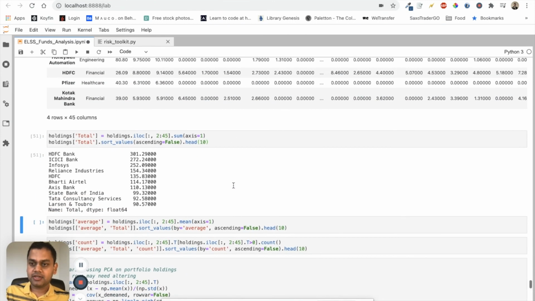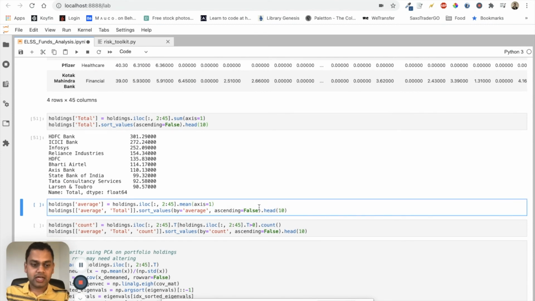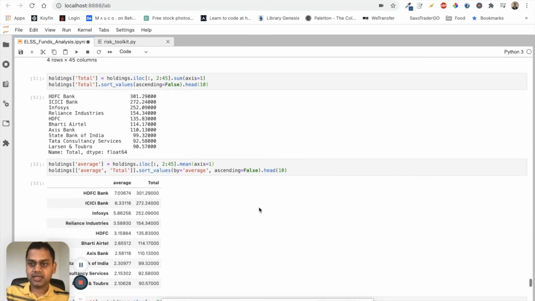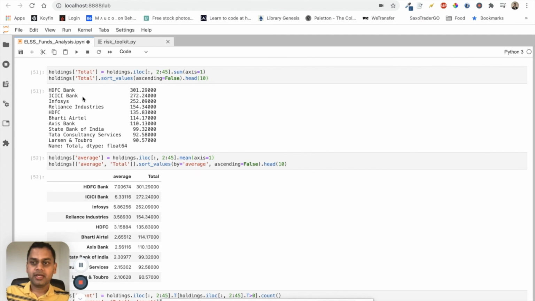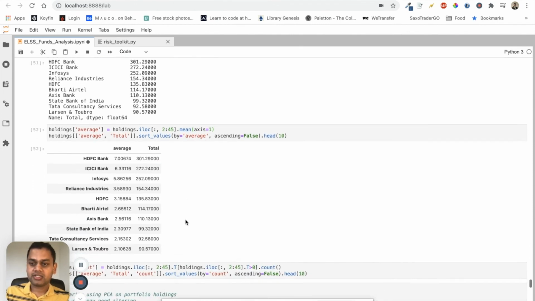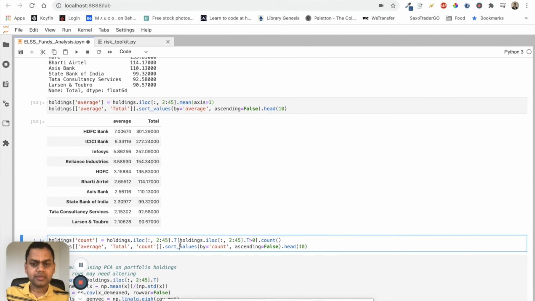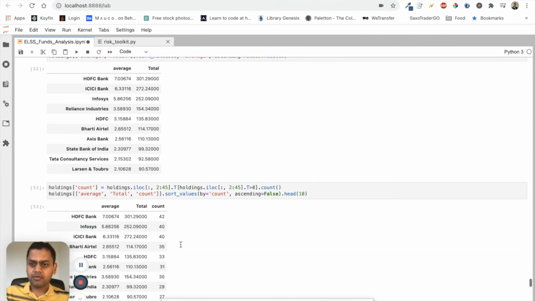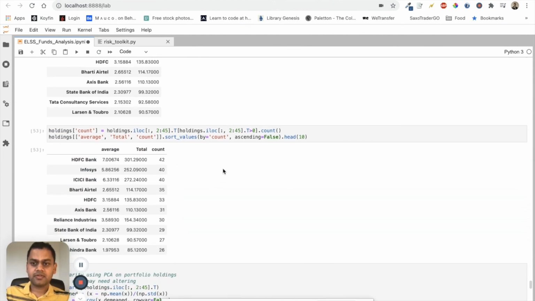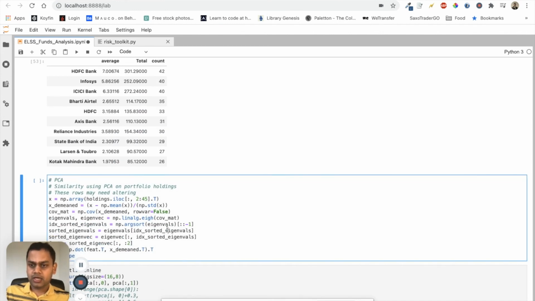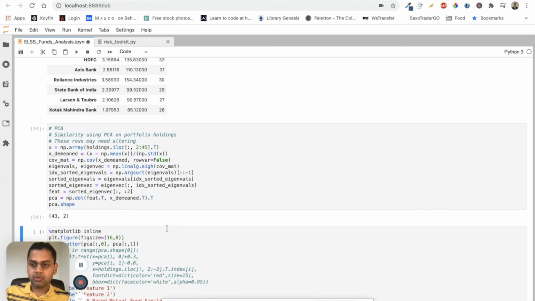Let's calculate the total, average, and count, and what we see is very similar. The previous time we just looked at the 5 different funds, and now we look at 42 different schemes. We see that some of the large cap names still remain the top holdings from an average perspective, as well as from a count perspective. So 42 of the 42 different schemes have HDFC Bank in them. Now let's run principal components analysis.